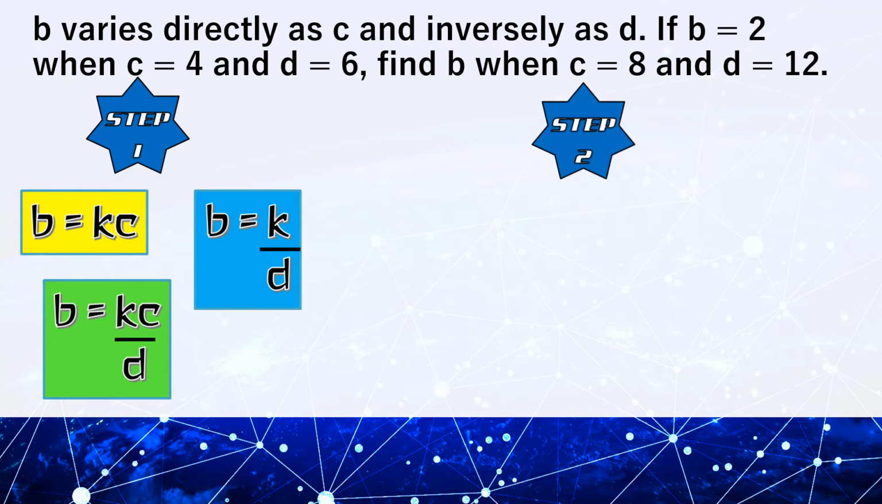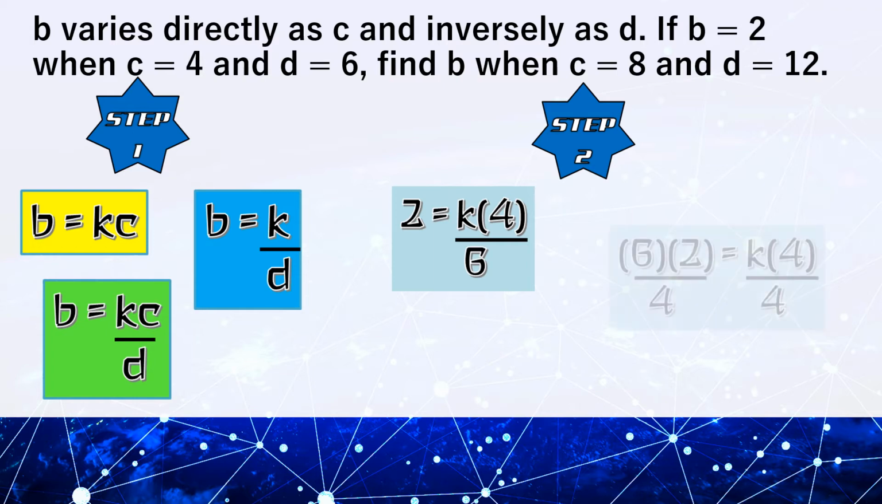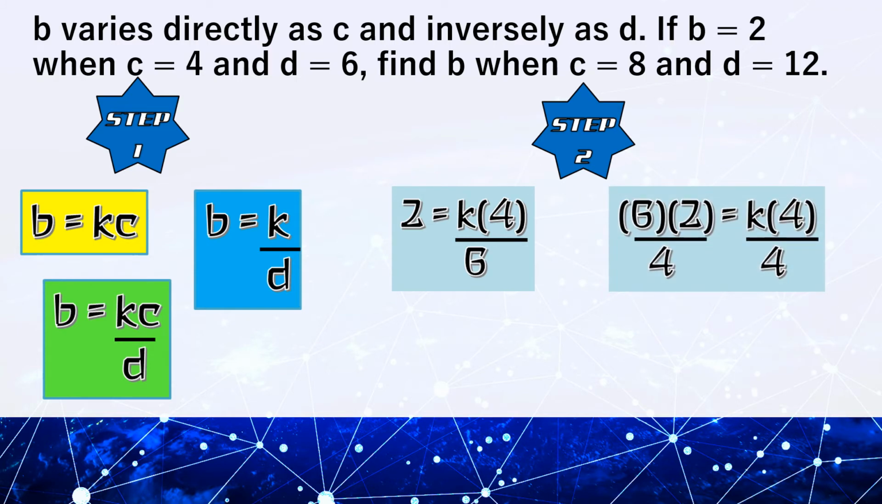Then step 2, gamit yung ating nakuha na B equals KC over D, isa-substitute natin yung unang set ng values. So we have B equals 2, C equals 4, and D equals 6. Nakabuo tayo ng 2 equals K times 4 over 6. We are going to multiply 6 and 2, cross multiplication. And then, i-divide natin siya sa 4 para mahanap ang value ng K.